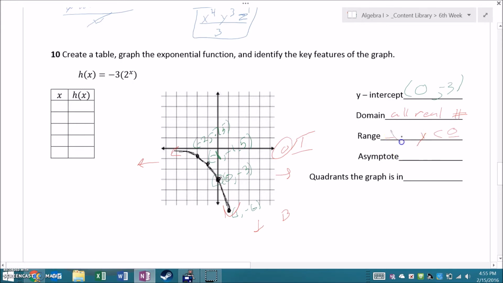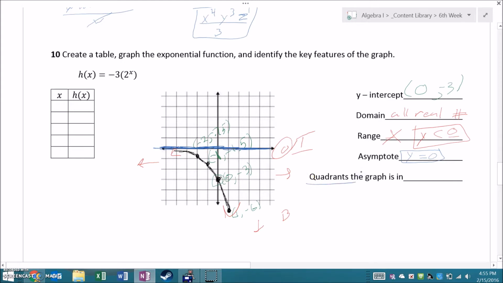So actually my range is going to be y is less than 0, which makes sense because the whole graph is here below 0. So the asymptote is going to be the line that this graph cannot cross, and that line is actually the x-axis. The asymptote is an equation. The equation for that is y equals 0. So that line, y equals 0, is the line that the graph cannot cross.